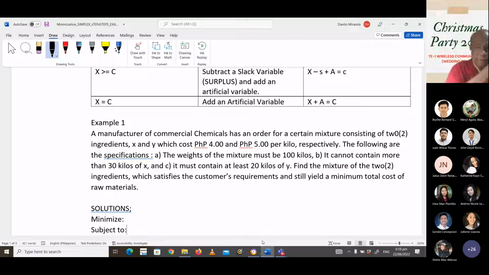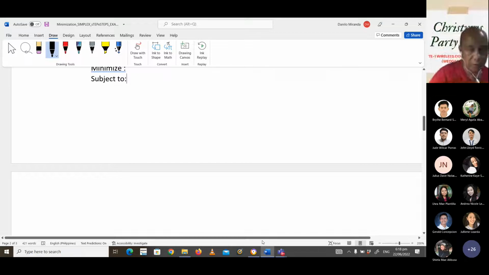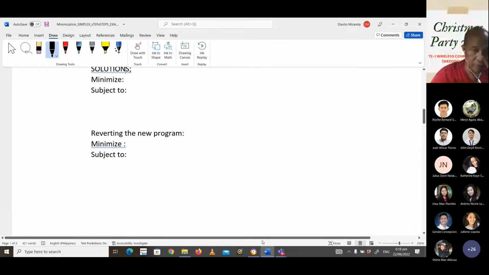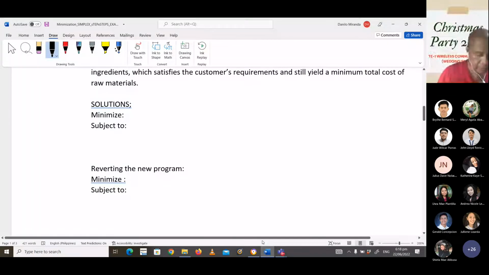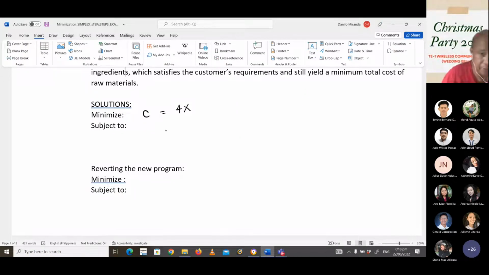Okay, thank you. Welcome, sir. So you have to convert the problem into a minimization. We have C equal to 4x plus 5y, subject to the constraints of x plus y equal to 100.